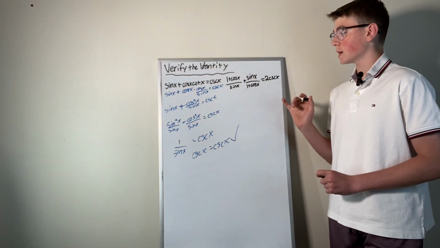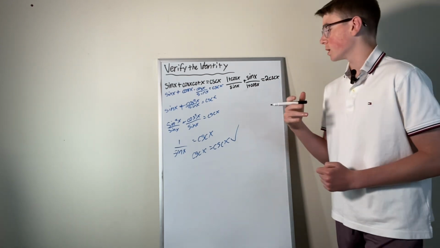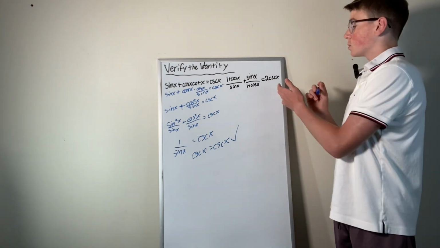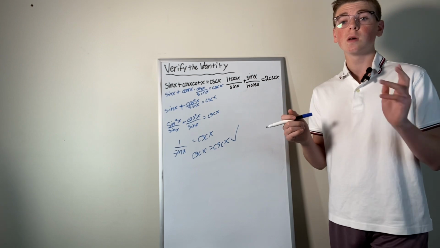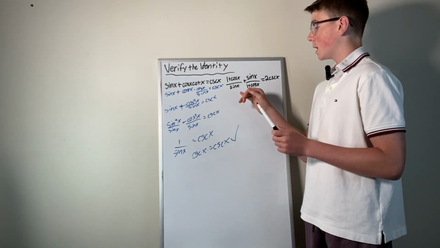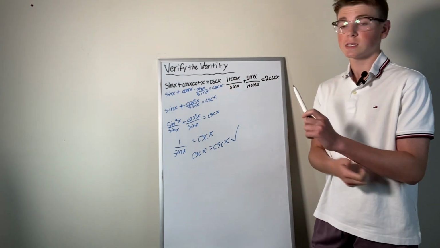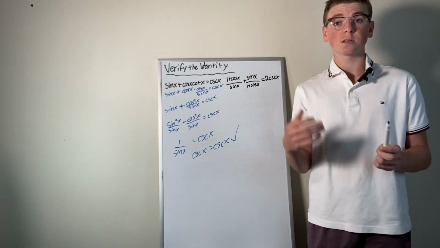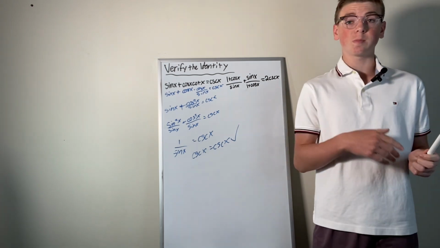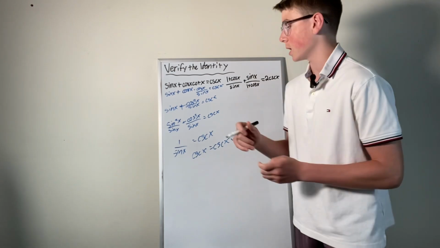1 plus cosine x divided by sine x plus sine x divided by 1 plus cosine x equals 2 cosecant x. Again, I'm going to keep this right side the same, 2 cosecant x. So what I'm going to do is get a common denominator, meaning that this first 1 plus cosine x over sine x has to be multiplied by 1 plus cosine x over 1 plus cosine x, and sine x divided by 1 plus cosine x has to be multiplied by sine x over sine x, because that's just multiplied by 1, so it's not really changing anything.